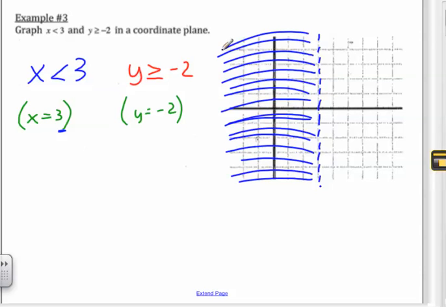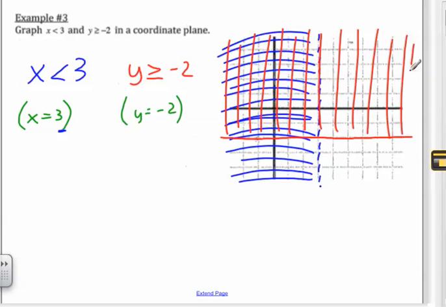Good. Now let's graph the other one, the y is greater than or equal to negative 2. I'm going to go ahead and use red for this one. Now, should it be solid or dotted? That's right, it should be solid, because it has an equal to sign down there. So look, I'm going to draw a horizontal line, because this is y, right? And it says that y is greater than or equal to negative 2. Okay, so I'm going to shade where y is greater than negative 2.